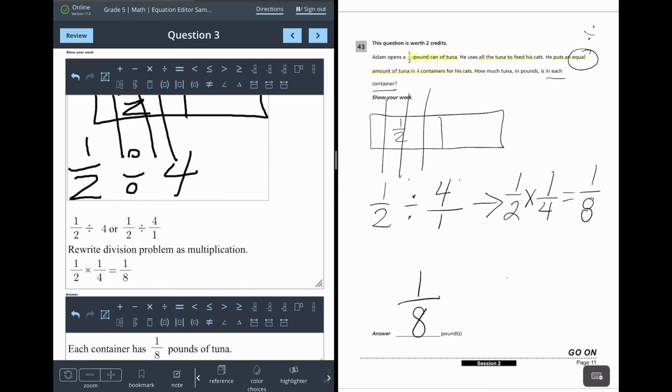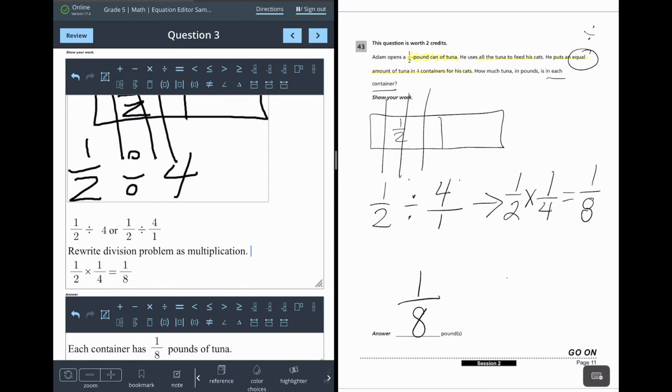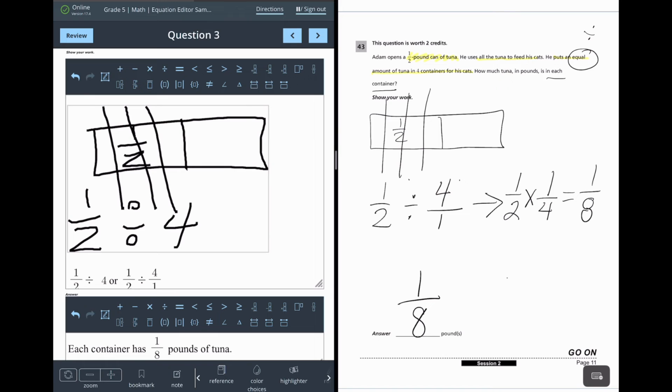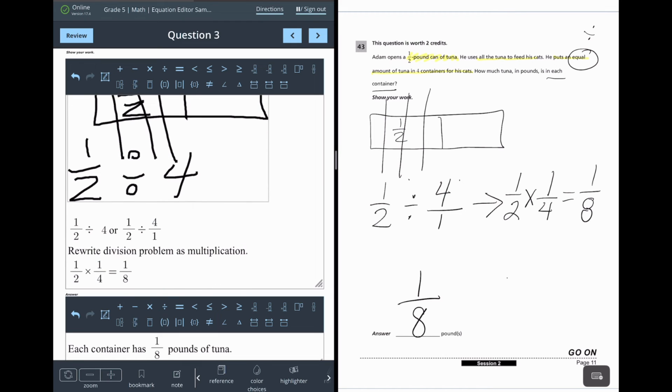So there we have it. That's all I did. I have a picture that shows what I did, how I got 1/2 divided by 4 because I have 4 pieces. But really I want them to see that I know how to divide 1/2 by 4. I made both of them fractions and rewrote it as a multiplication problem, and then I got 1/8.